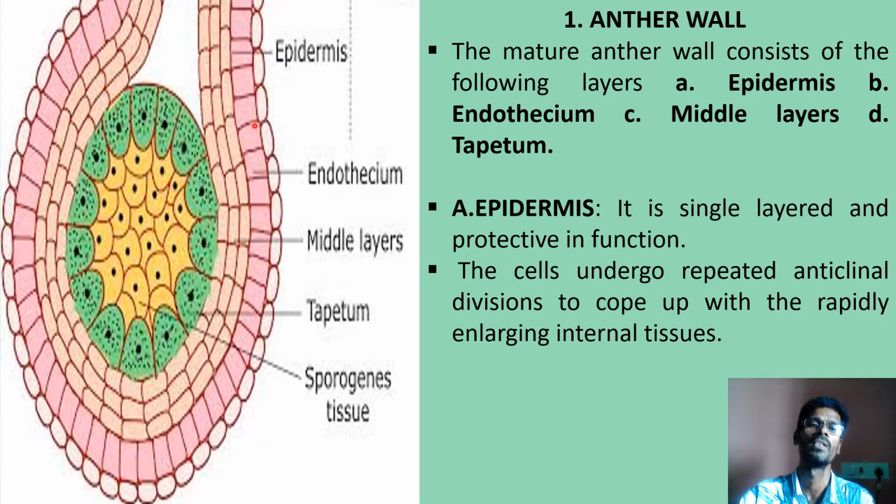The epidermis is uniform with a single layer, and it covers the other types of cells. The cells undergo repeated anticlinal divisions to cope with the rapidly enlarging internal tissues. So these epidermal cells, as I told earlier, divide perpendicularly, that is anticlinally, to produce many cells and cover the internal mass of cells.